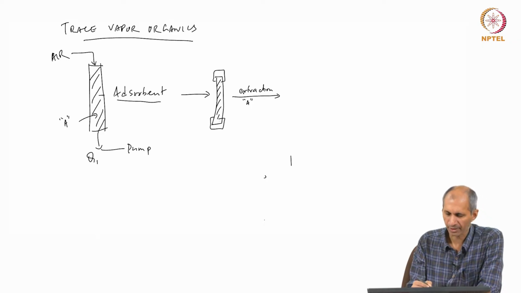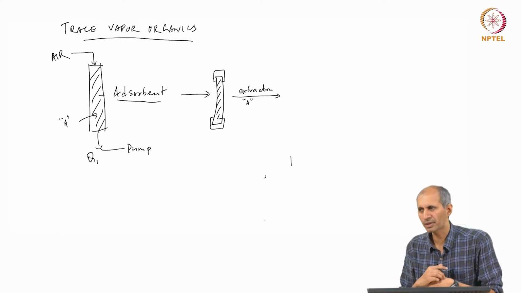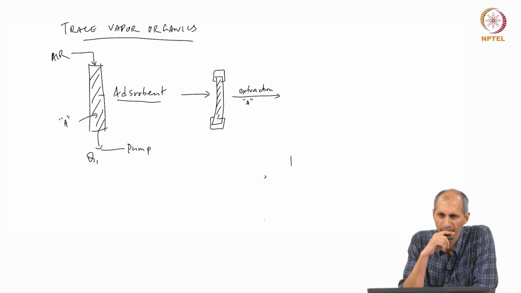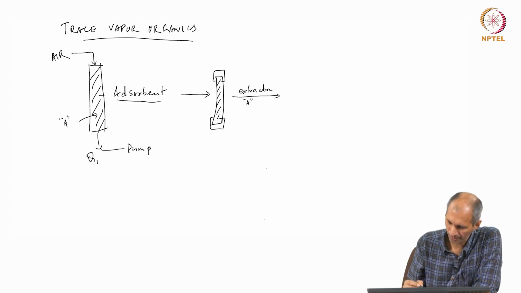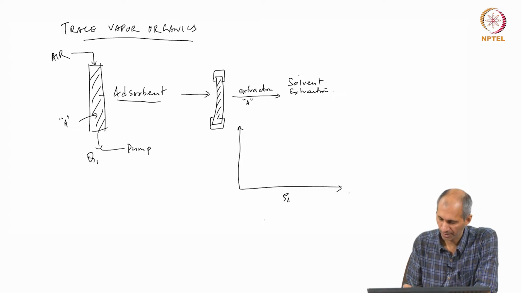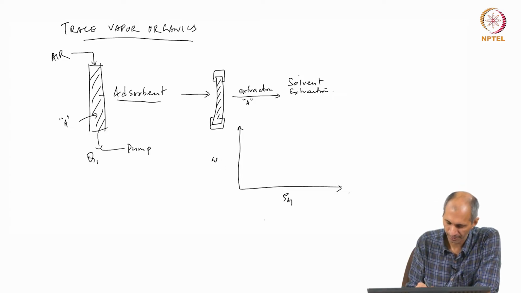Typically when you want to extract it, you use the same kind of procedures we have been using for extraction from solids and water. So, you use a solvent. One option is to use a solvent. What you are doing in extraction is this. So, we go back to our partitioning plot. This we are calling as rho A1 and this is WA3.